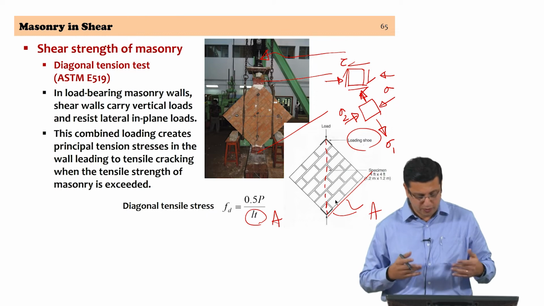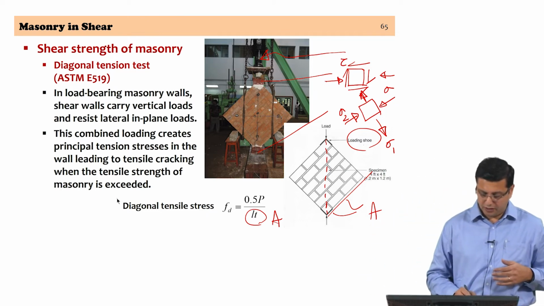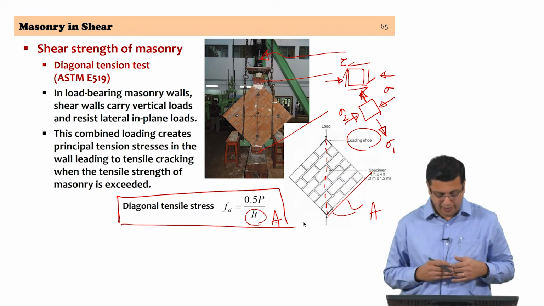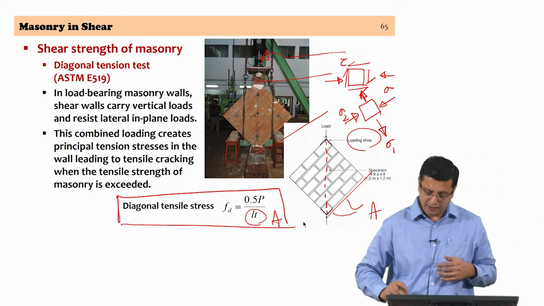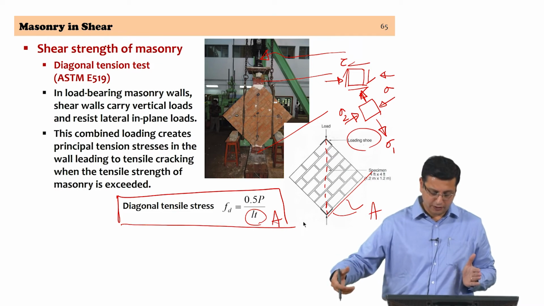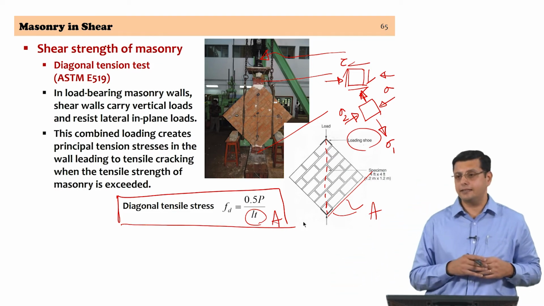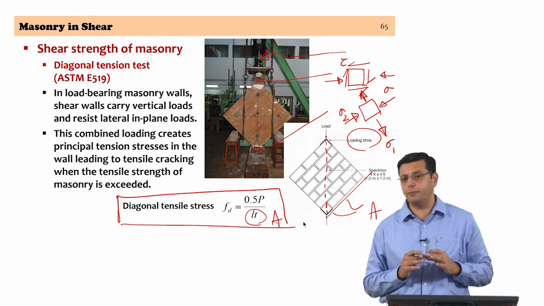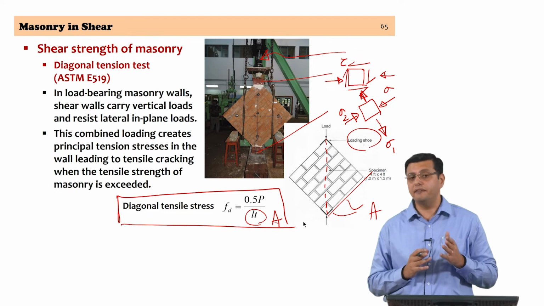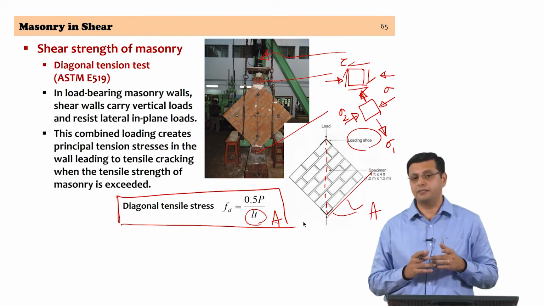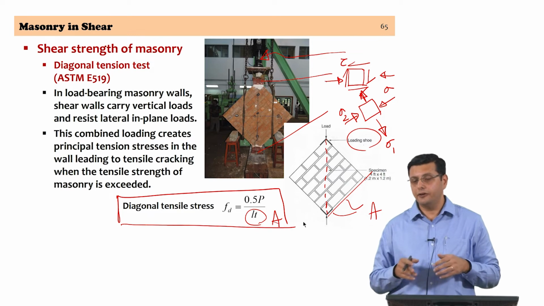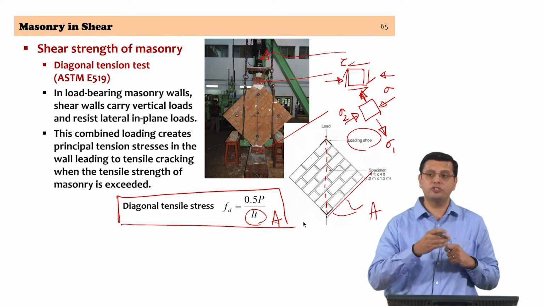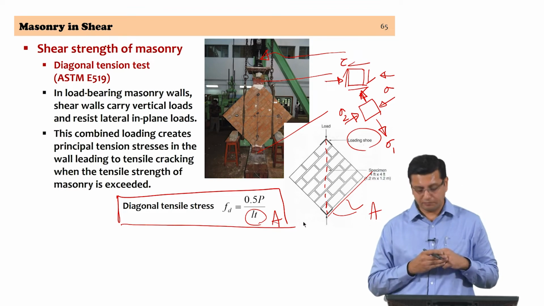After differences between a few codes, we adopt this value of 0.5 P divided by A, with A being the area of cross section, the length of the specimen into the thickness of the specimen, as the diagonal tensile stress at failure. So, this provides an estimate of the shear strength of masonry, the referential or the conventional tensile strength of masonry, because the failure is clearly due to the principal tension approaching the tensile strength of masonry, right.